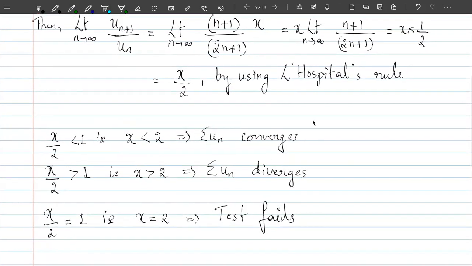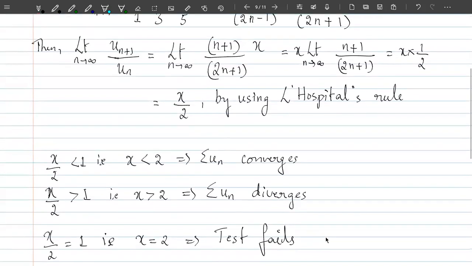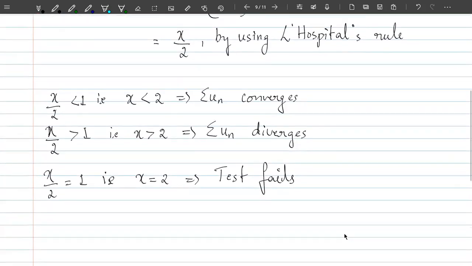Now let's write the conclusions. If x by 2 is less than 1 or if x is less than 2, we say that summation un converges. If x by 2 is greater than 1 or if x is greater than 2, we say that summation un diverges. If x by 2 is equal to 1, that is if x is equal to 2, the test fails. You can use Raabe's test and check the remaining part.